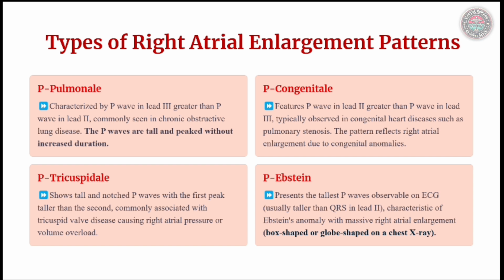P tricuspidale, associated with tricuspid valve disease, features notched P waves with a prominent first peak. P Ebstein, characteristic of Ebstein's anomaly, produces giant, box-shaped P waves, often larger than the QRS complex. Recognizing these patterns is essential for accurate diagnosis.